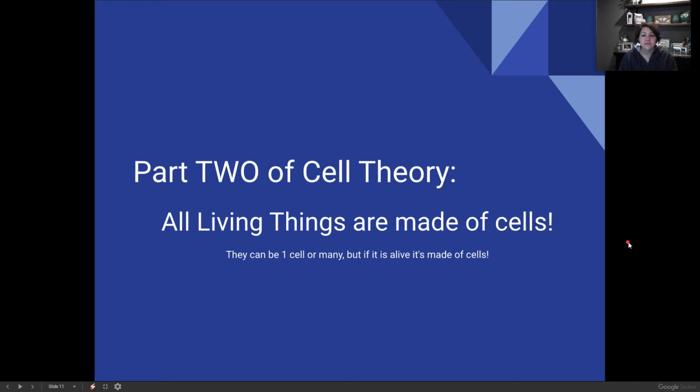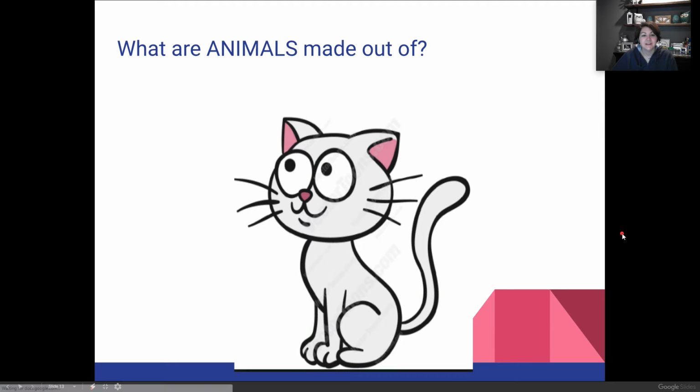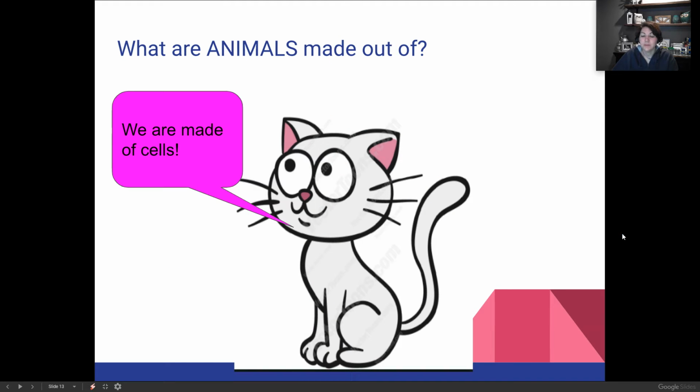Now, part two of the cell theory is that all living things are made of cells. So if it's alive, it has to be made of cells. It can be made of just one cell or it can be made of lots of cells, be multicellular. But if it's alive, it's made of cells. So bacteria, even, are made of cells. Animals are made of cells.